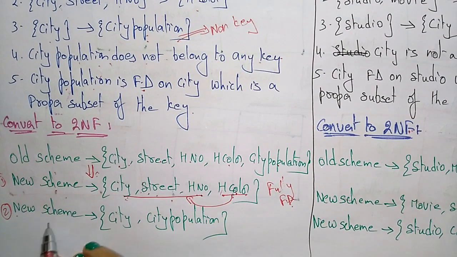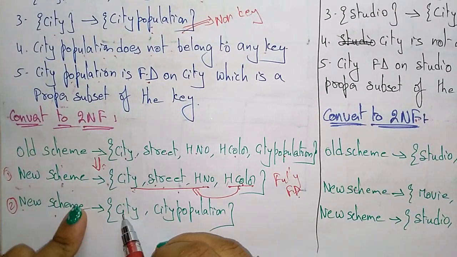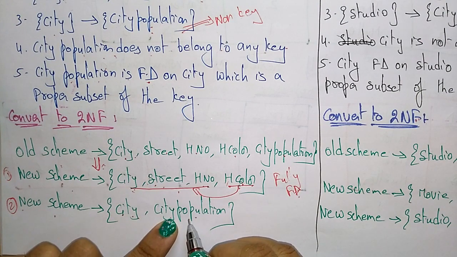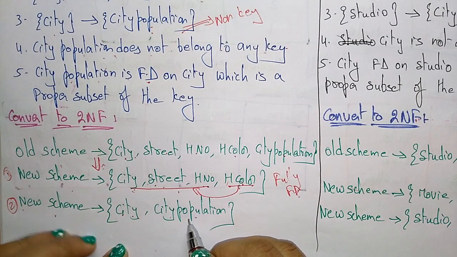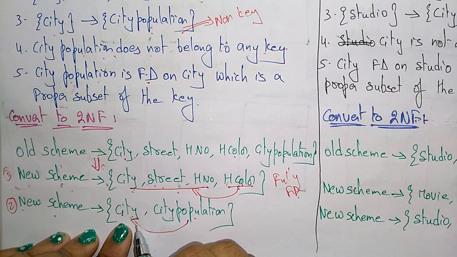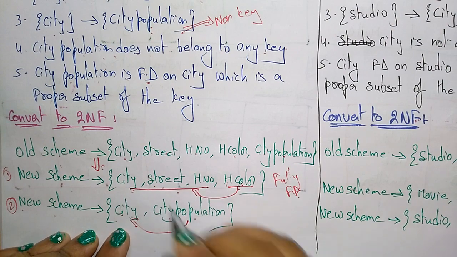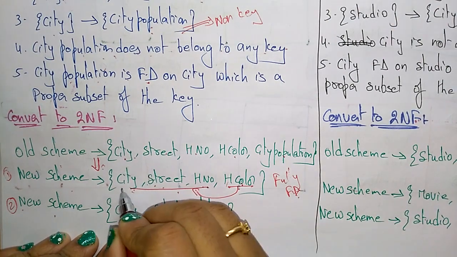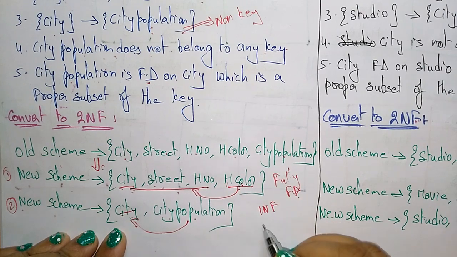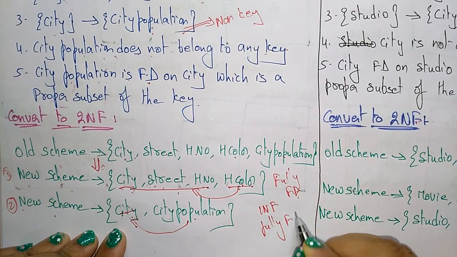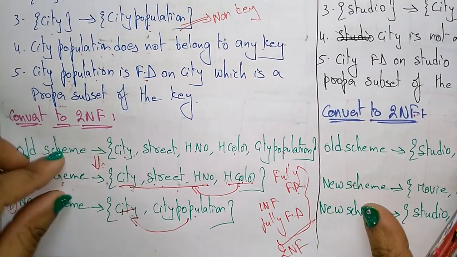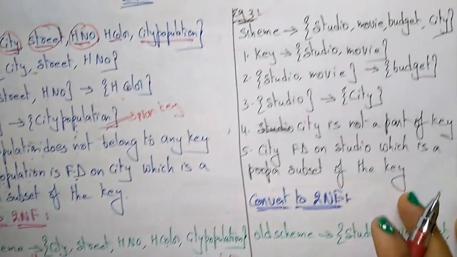And the new schema has another table: city and city population, because city population is a non-key attribute and it depends upon the city. These tables are in 1NF because each table has one primary key, and they are fully functionally dependent. Then you can say the two tables are in 2NF.